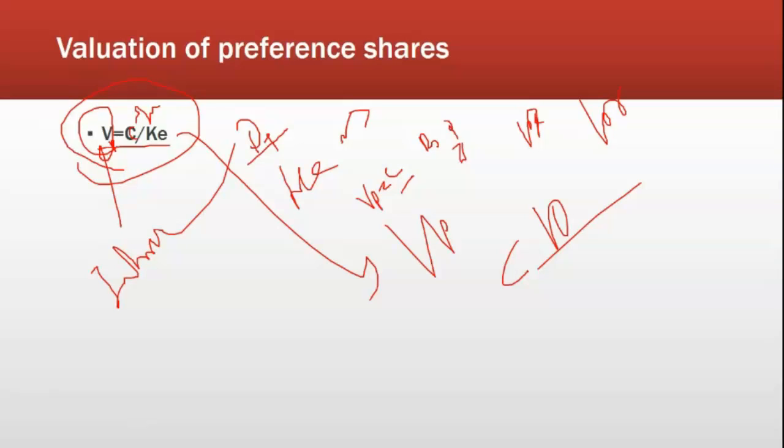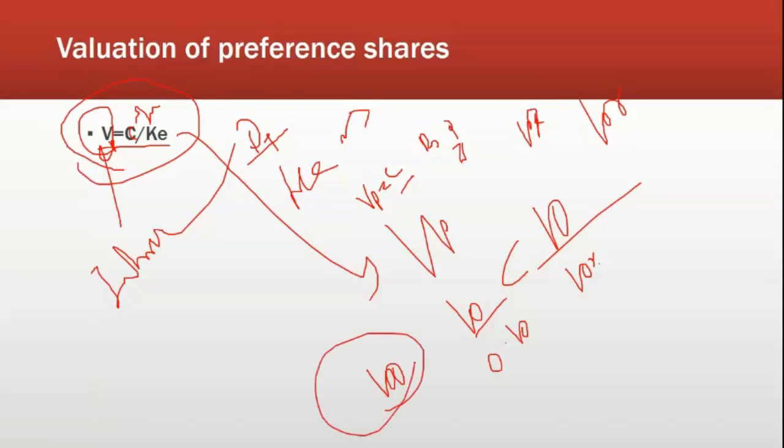Based on the risk involved with the preference share, the investor expects a rate of return from the market. Let's say, for example, the investor expects 10% return. Then 10 divided by 0.10 is 100 rupees. The 100 rupees is the value of the share in the market. This is the way it is calculated.